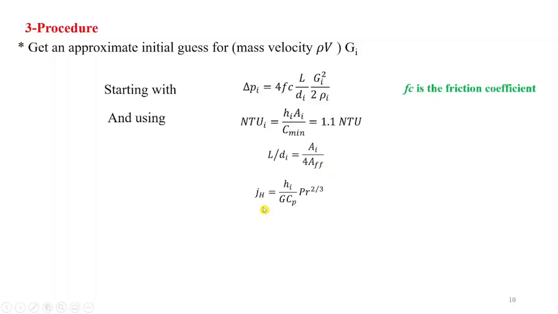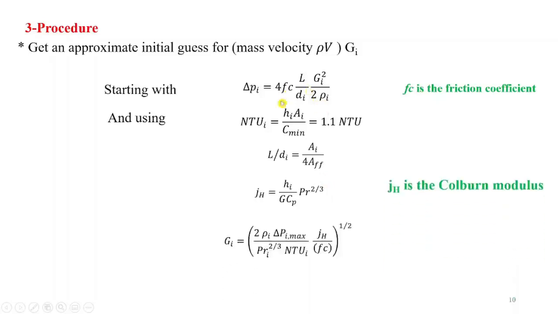We know also that the heat transfer coefficient can be written in terms of the Colburn modulus. So we can write the heat transfer coefficient in terms of the Colburn modulus and G, Cp and Prandtl number. If you take these three equations and substitute, you will get an expression for G, which is shown here. So G is actually some terms between two brackets, and between a bracket, to the power 1/2, where delta P max is the maximum pressure drop inside the tube allowed by the statement of the problem.